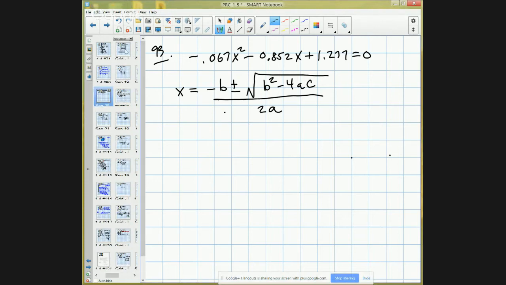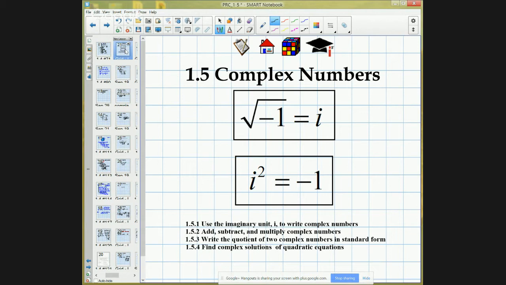Okay, so this is lesson 1.5, and it's all about complex numbers. Just a graphic on here. I'm sure you guys remember this from your previous algebra class. i is defined as that. We're just setting up some kind of a name for the square root of -1.